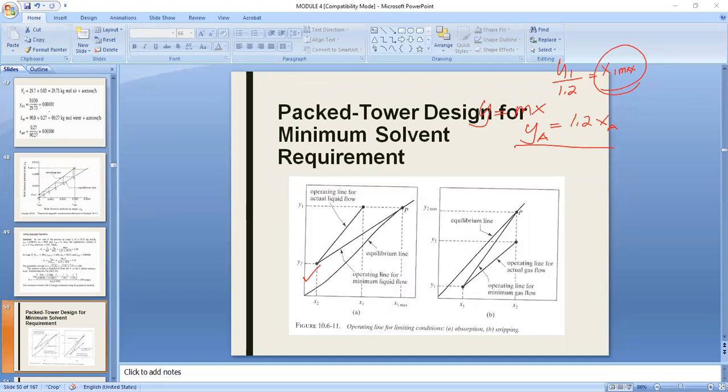The same thing is true when you have stripping. So in the case of stripping, same thing. Let's say Y2 maximum, that's the unknown. And with my example of 1.2, you use the X2, whatever is the value of the X2. So you'll be able to get the Y2 maximum without doing it graphically. Substitute it in the component balance equation, whichever of the two forms you are using. That way, you can determine the minimum solvent requirement.